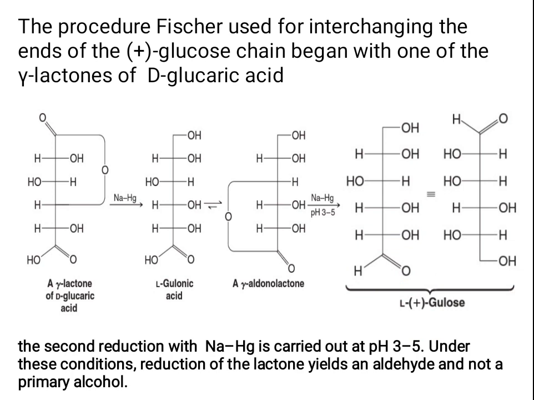The second reduction with sodium amalgam is carried out at pH 3 to 5. Under this condition, reduction of the lactone yields an aldehyde and not a primary alcohol. So it is very important to control the pH of the reaction.